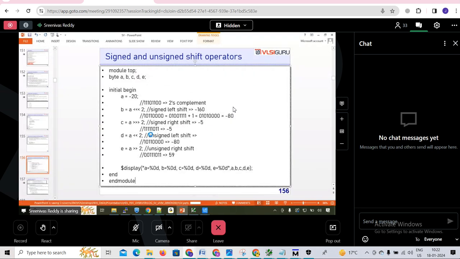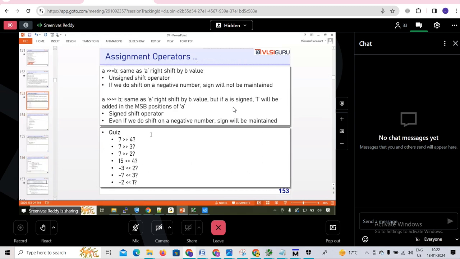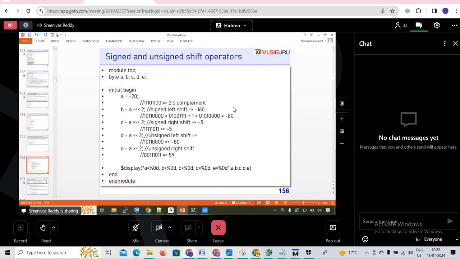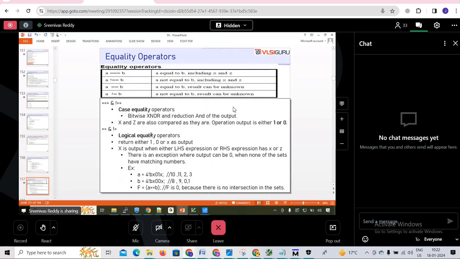Any questions on this so far? Okay. I hope you understand these operators. You understand equality operators, right? When does X output come? Do you know that?